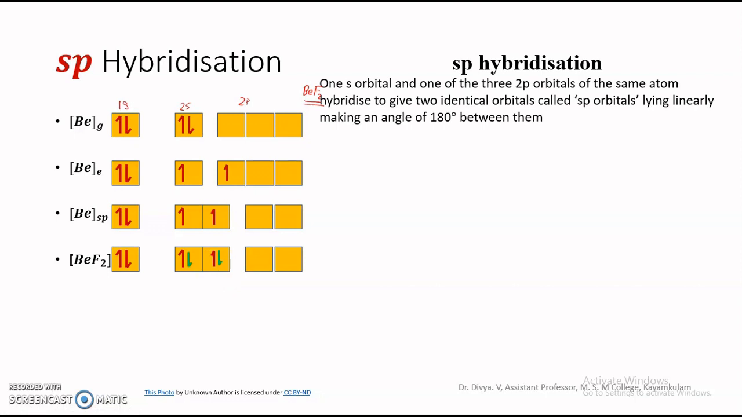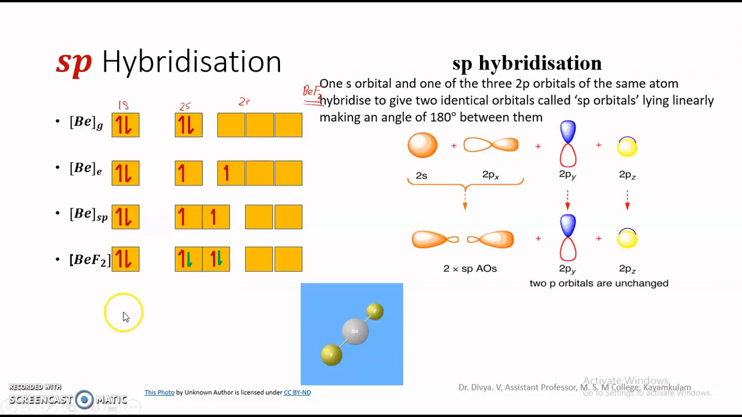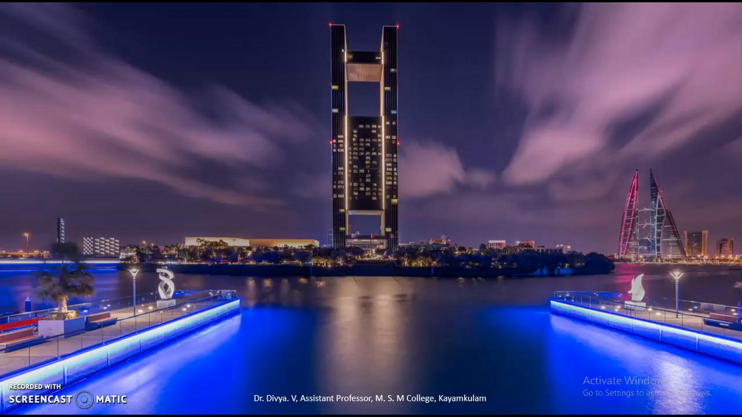2 sigma bonds. Okay, so this is the structure of beryllium difluoride. This is the beryllium atom, and it combines with a p orbital of 2 fluorine atoms, and they are oriented in a linear fashion, so beryllium difluoride is a linear molecule. Okay, and the bond angle is 180 degrees.